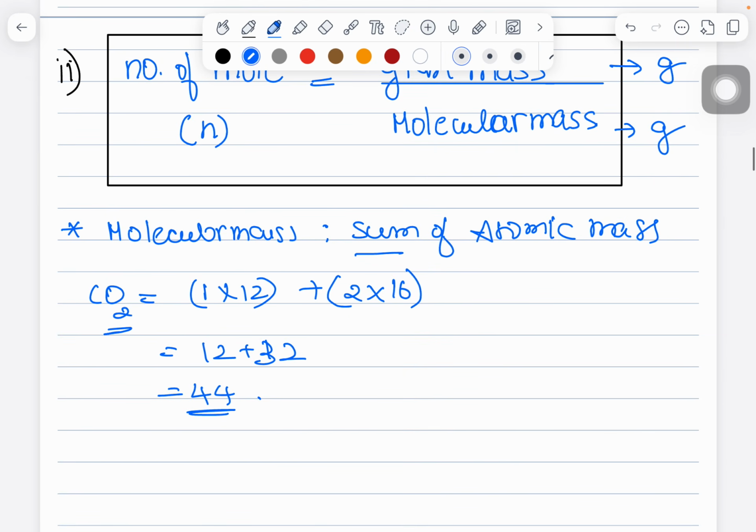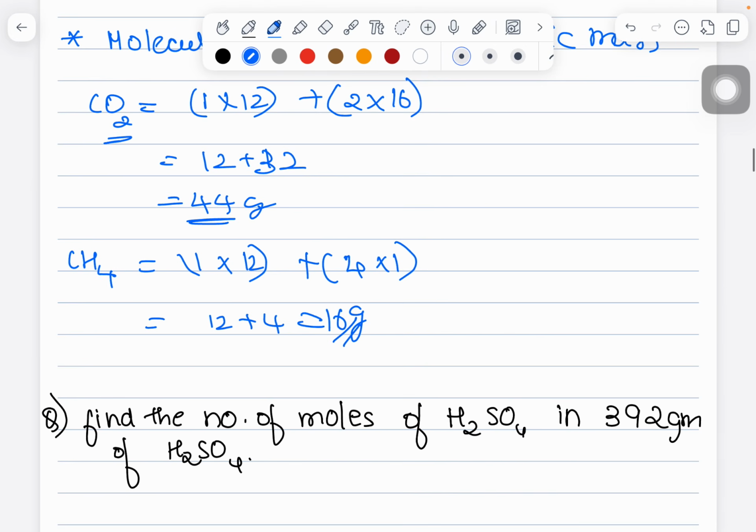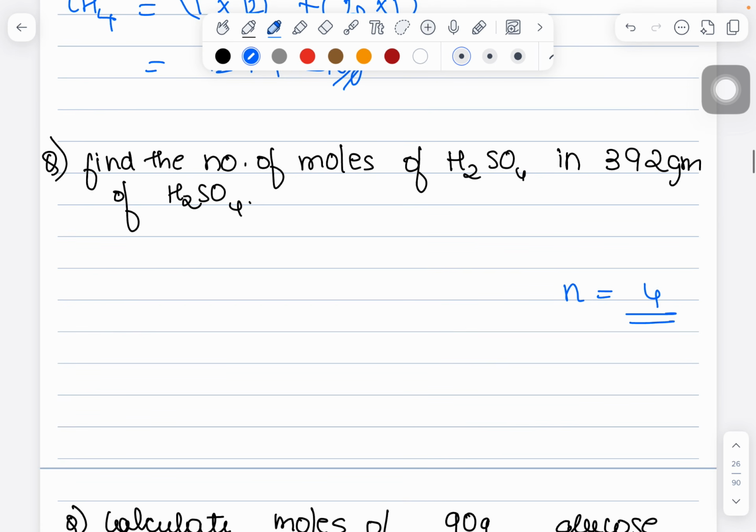Similarly, each molecule has its own molecular mass. We have to just multiply the number of atoms into its atomic mass. Let's imagine I have CH4. In CH4, how many carbons do we have? We have 1 into carbon, atomic mass is 12, plus how many hydrogens do we have? We have 4, its atomic mass into 1. So it is 12 plus 4, which is equal to 16 grams. That is about how to find out molecular mass. This was just a quick recap. Let's solve a few questions.